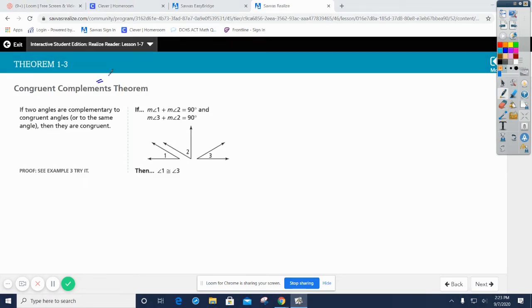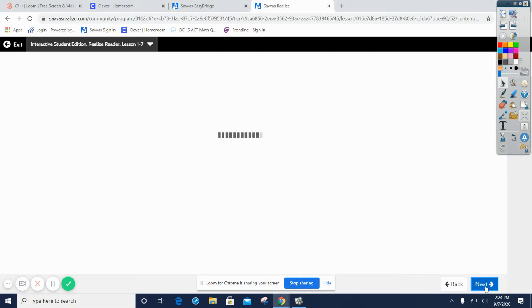Okay, the next one is complementary angles. Complements equal 90 degrees. So it's the same deal: if you got angle 1 and you add angle 2 to it, it equals 90. If you have angle 3 and add angle 2 to it and it equals 90, then 1 and 3 are congruent. Again, the main thing you really need to get out of that is that complementary angles equal 90 degrees. That's going to be important.